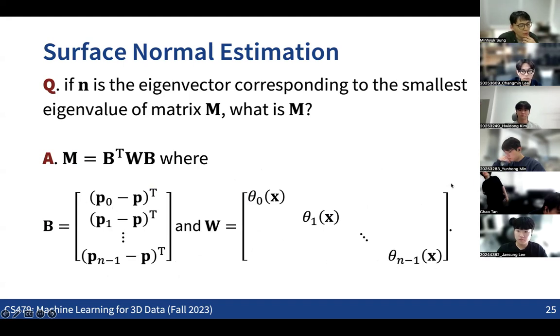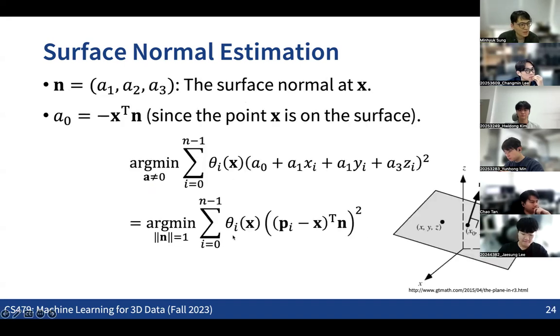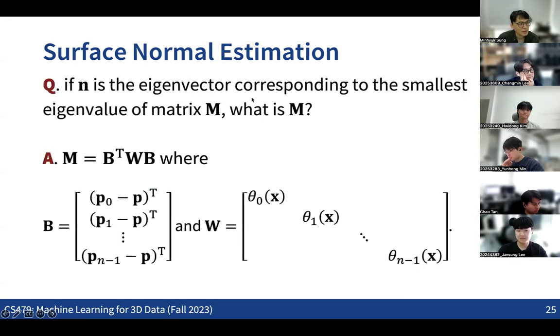If we use the same weight matrix here, we can calculate this M matrix. And if we take the eigenvector corresponding to the smallest eigenvalue, that becomes the surface normal N here. That is the simplest and also the common way to estimate the surface normal from the given point cloud. It's also a matter of how we define the weight function, theta here, but the same idea can be used to estimate the surface normal.